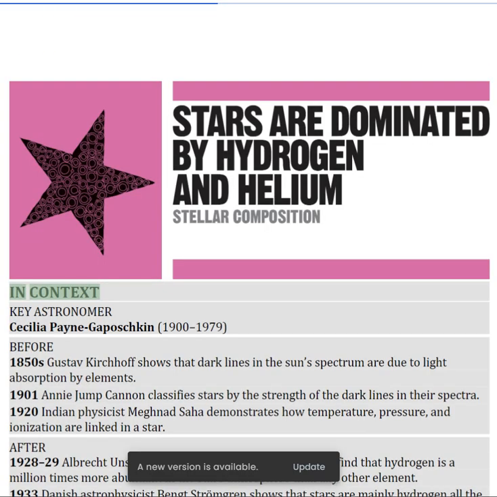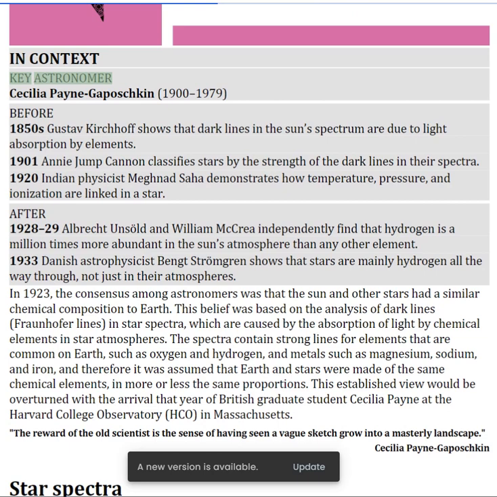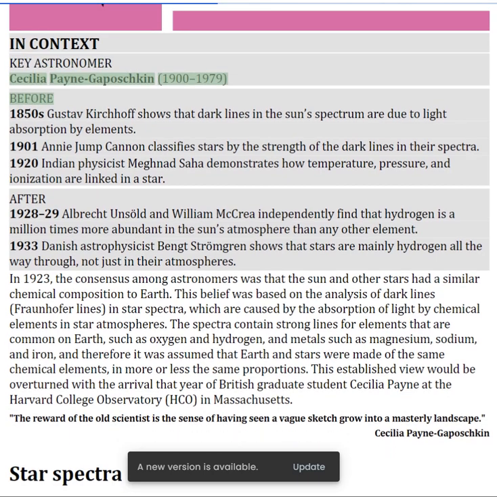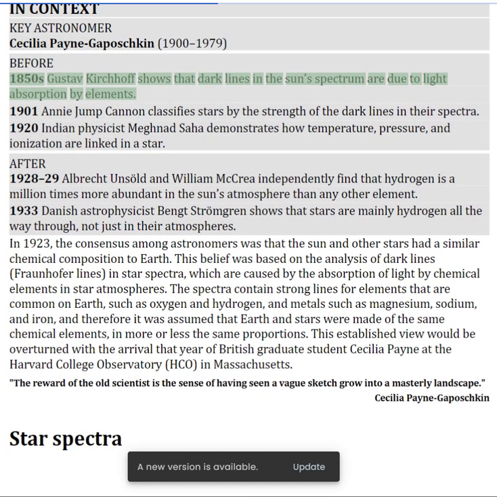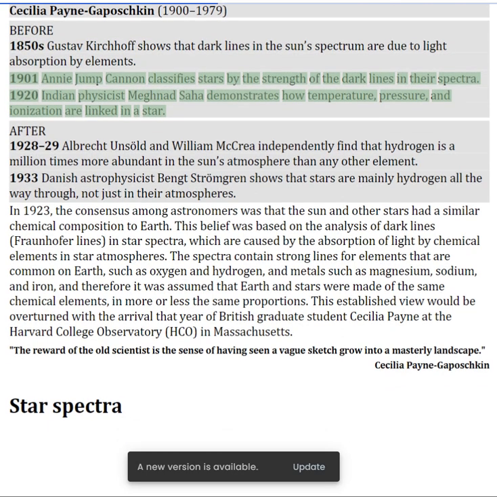In context. Key astronomer: Cecilia Payne-Gaposchkin. Before: 1850s Gustav Kirchhoff shows that dark lines in the sun's spectrum are due to light absorption by elements. 1901 Annie Jump Cannon classifies stars by the strength of the dark lines in their spectra. 1920 Indian physicist Meghnad Saha demonstrates how temperature, pressure, and ionization are linked in a star.